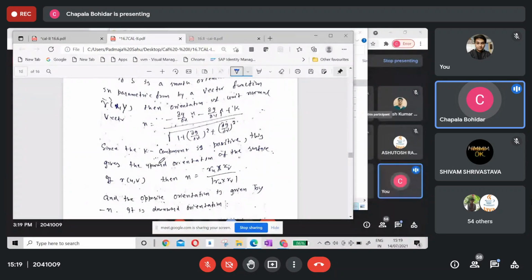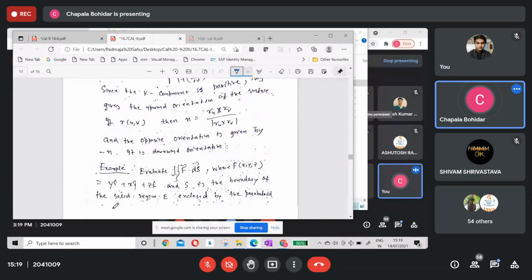Since here the k component is positive, given the upward orientation of the surface r(u,v), then n is equal to r_u times r_v divided by its magnitude. If it is in the opposite direction, then we say the orientation is downward, and the unit normal vector is called minus n.